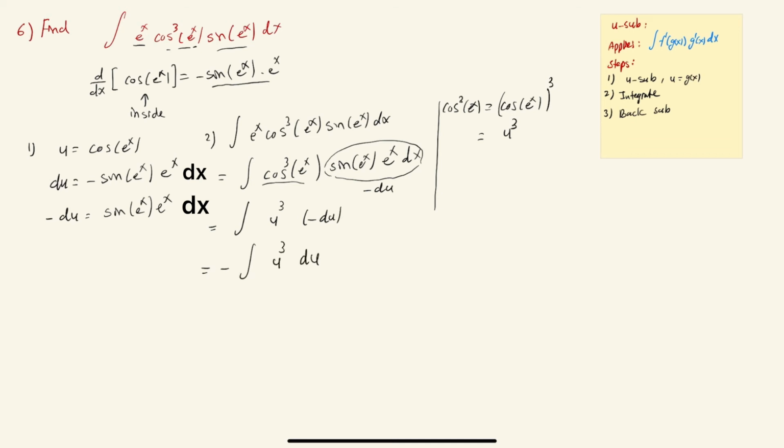Now I'm going to pull the minus sign out of the integral, and we are left with the integral of u cubed. We already know the antiderivative of that function. It's going to be equal to minus u to the 4 over 4 plus c. Now, step number 3 is to back substitute the function of u from step number 1, which is cosine of e to the x. And that's our entire antiderivative.